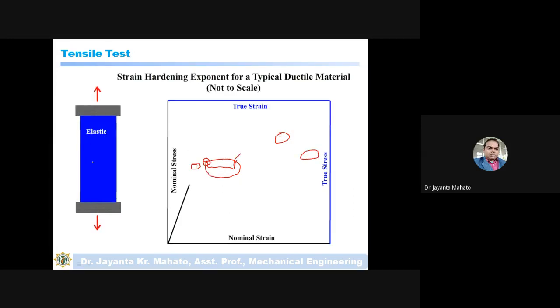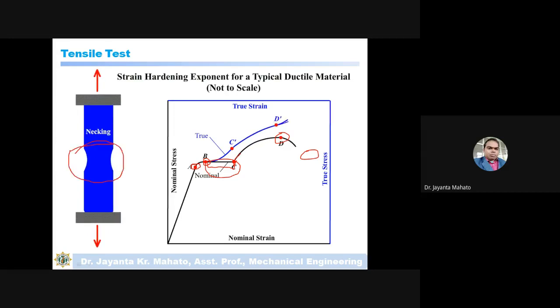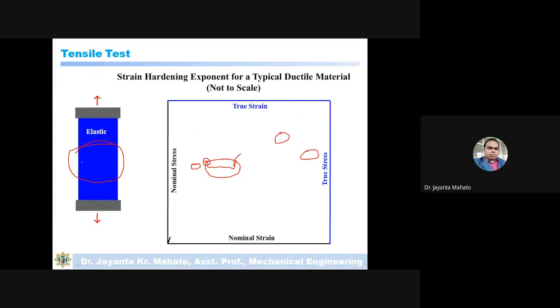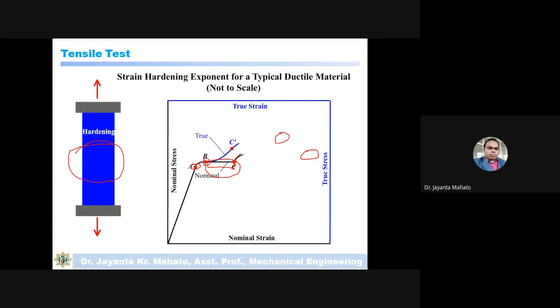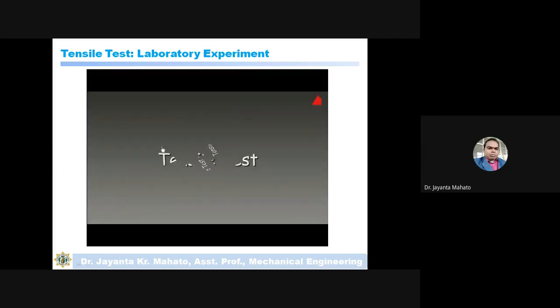See this view, how the material will stretch. Here the yielding point will occur, then the material will harden, then necking will occur. Necking means just localized deformation. The material will deform at a localized portion only, and after necking, the material fails. So in the laboratory, how is this experiment performed? Just see this video of how this experiment is actually performed.